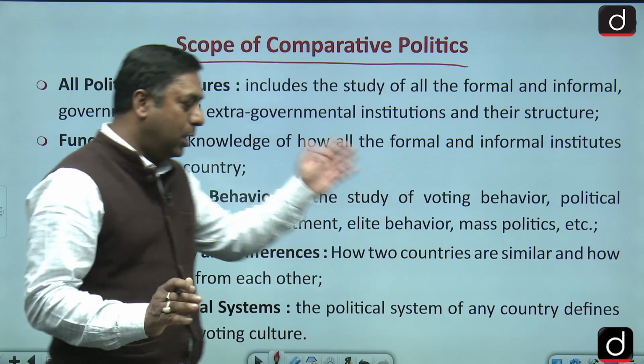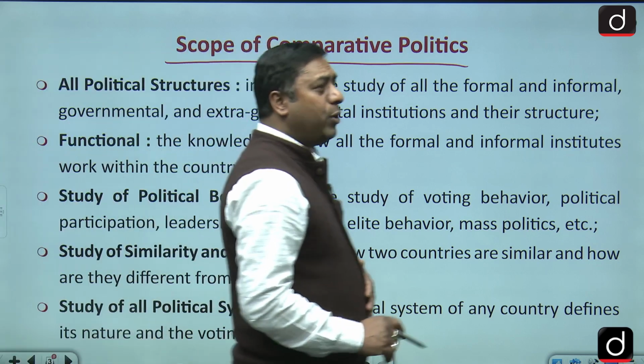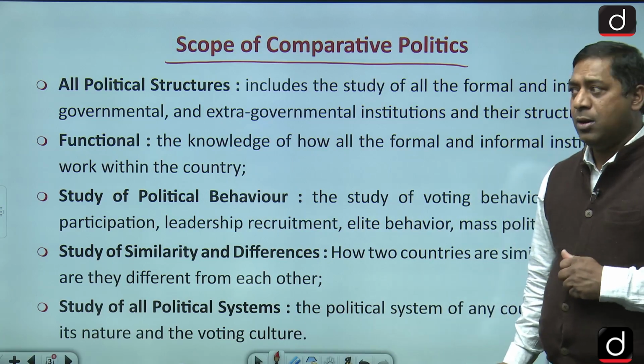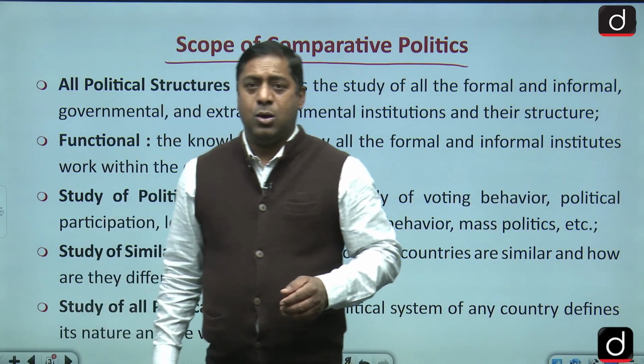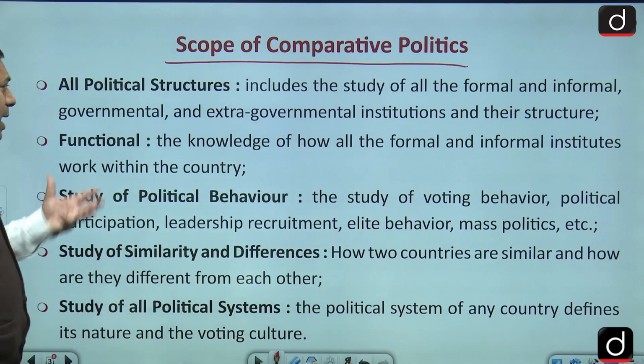Okay, let's go. Next, go for the second thing here. Now we have to discuss the scope of comparative politics. Now, what will be the scope of comparative politics? Scope means where do we study comparative politics? How does it help us?